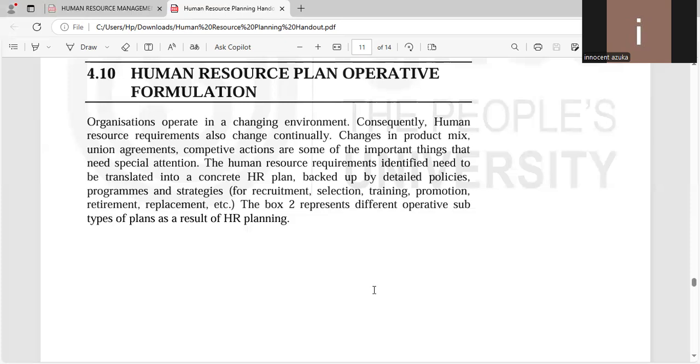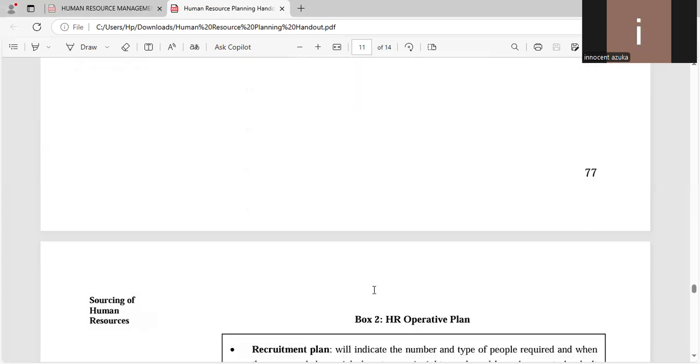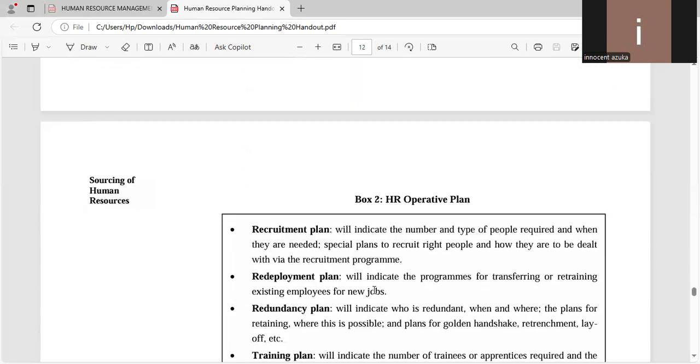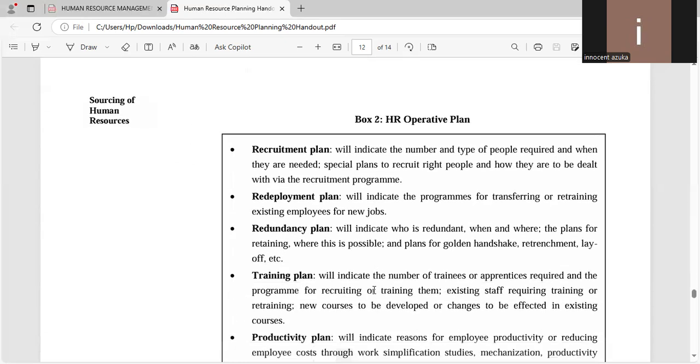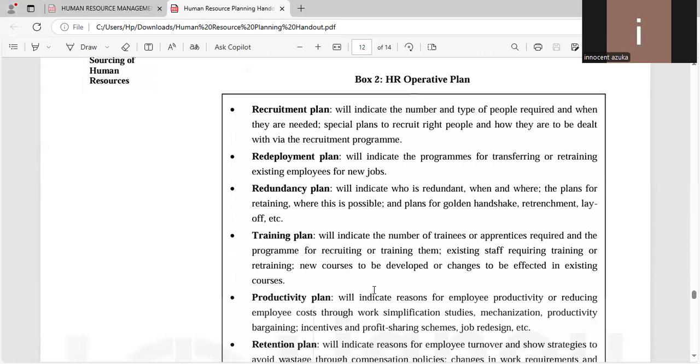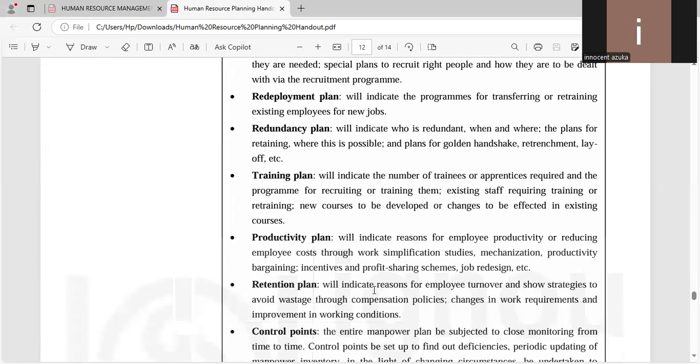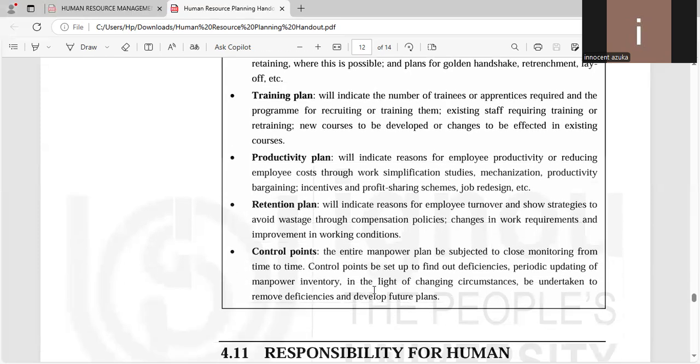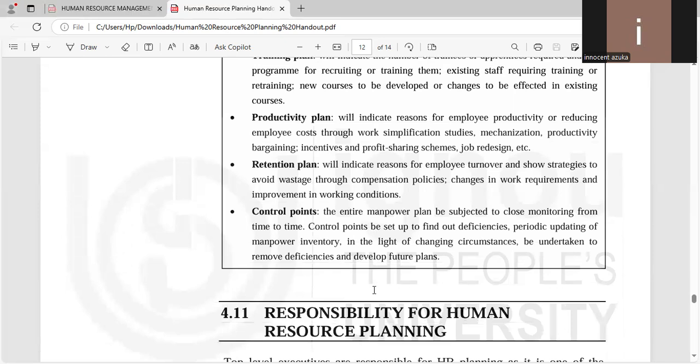So the books present the human resource operation plan: recruitment plan, redeployment plan, redundancy plan, training plan, productivity plan, retention plan, and control points.